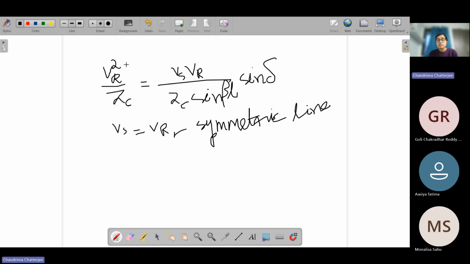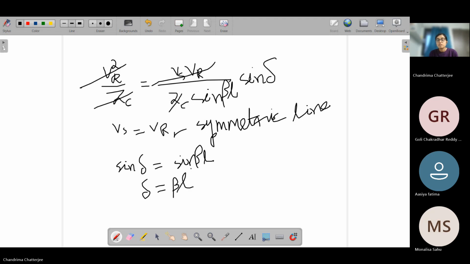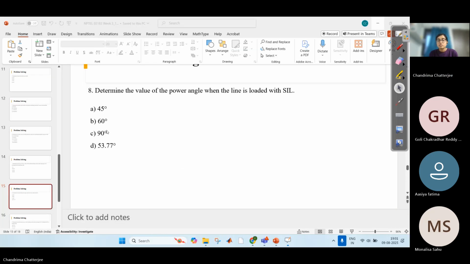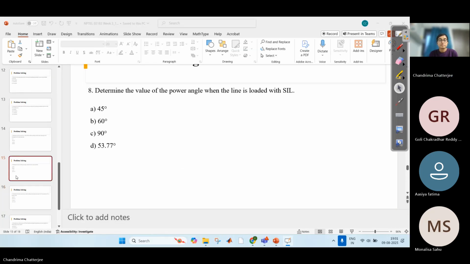So this will cancel this and this. ZC will also cancel. So from here we get sine delta equal to sine beta L during SIL. So the power angle during surge impedance loading is equal to beta L. Okay. So this is option D.